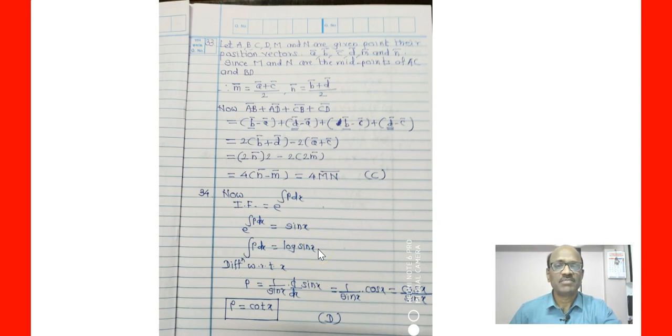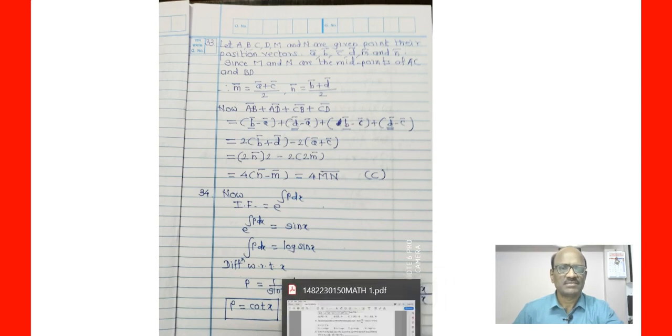Now differentiate on both sides, and the integral gets cancelled. Therefore, you will get P is equal to the derivative of log of sin x, which is 1 upon sin x into d by dx of sin x, which is cos x. That is cos x upon sin x, and that is equal to cot x. Hence the value of P is cot x, and option D is the correct one.